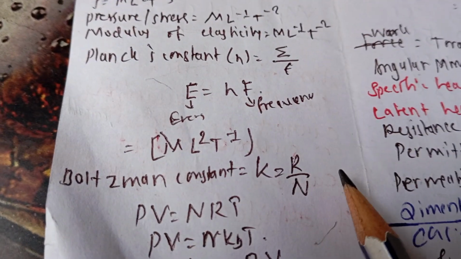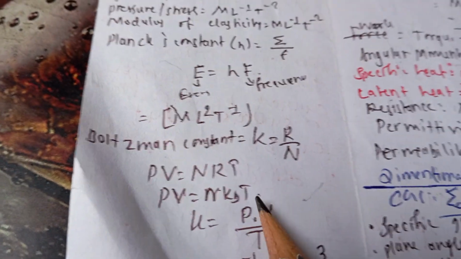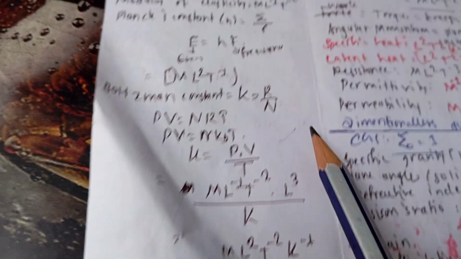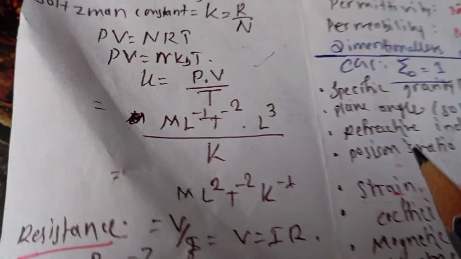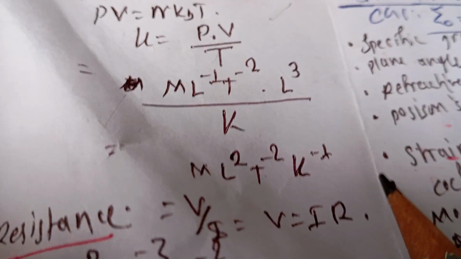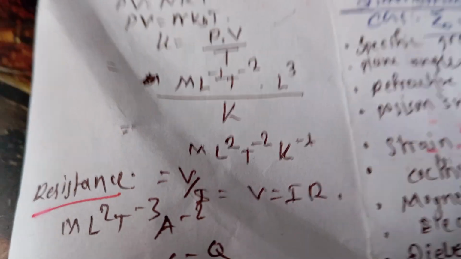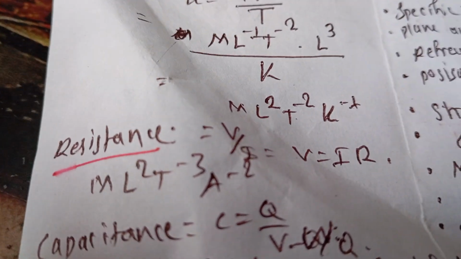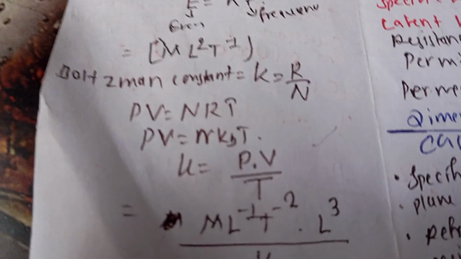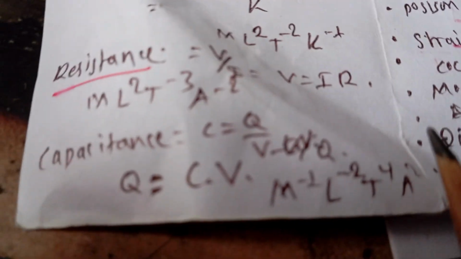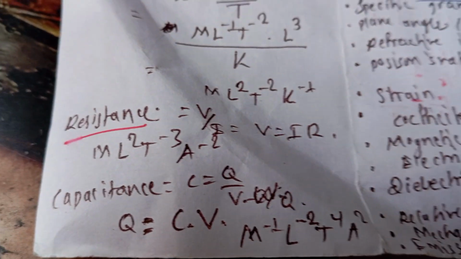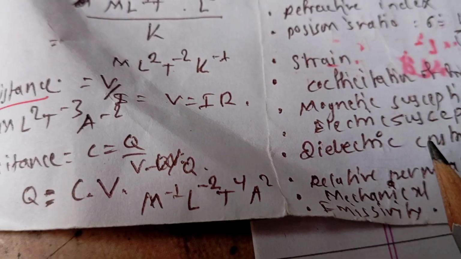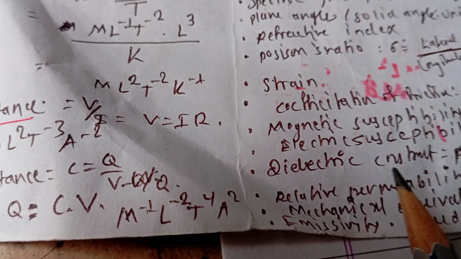Boltzmann constant: PV equals nRT and PV equals kNT, so k equals PV by T. So it is ML squared T to the minus 2, divided by temperature. This is just energy or work divided by temperature. Resistance equals V by I, so V equals IR. Capacitance C equals Q by V, so Q equals CV. So M to the minus 1 L to the minus 2 T to the 4 A squared.